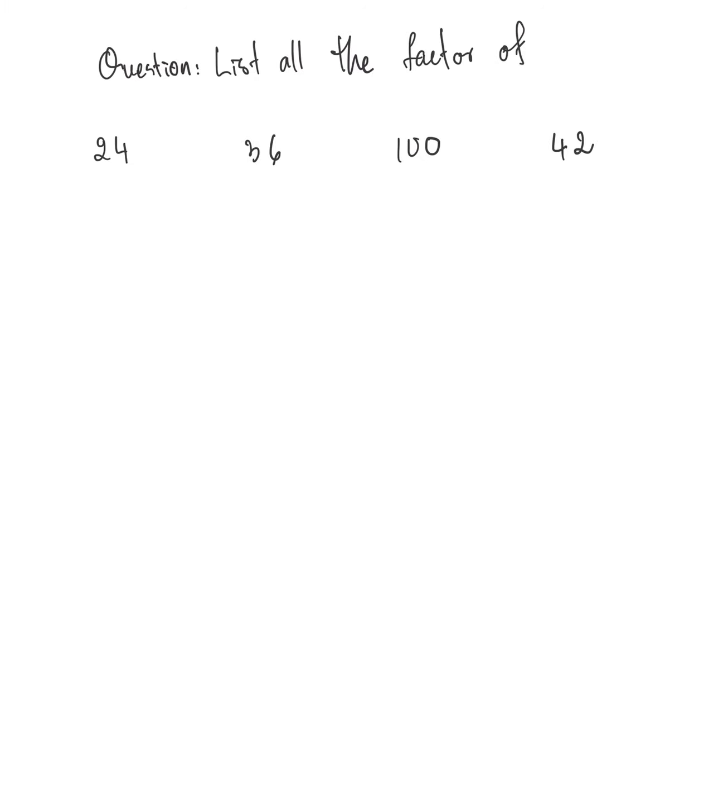Let's say, list all the factors of 24. In order to list all the factors of 24, we're going to find the pairs of products that give 24 first. So for 24, I'm going to think, what multiplied by what gives 24? I'm just going to say it's 2, and then 2 times 12 is 24.